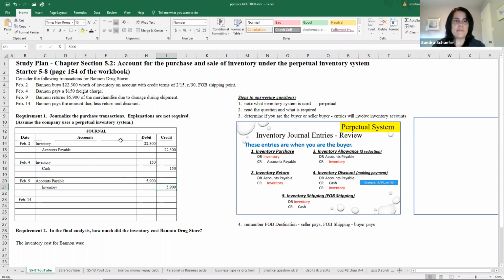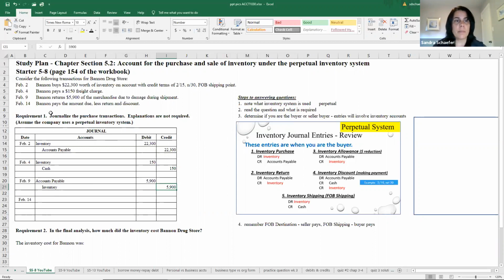So again, we purchased inventory in this first transaction where we increased inventory. We've returned some of it. So we're simply reversing the entry that we did on February 2nd. We're reversing that entry, but only for a part, the amount that we've returned.